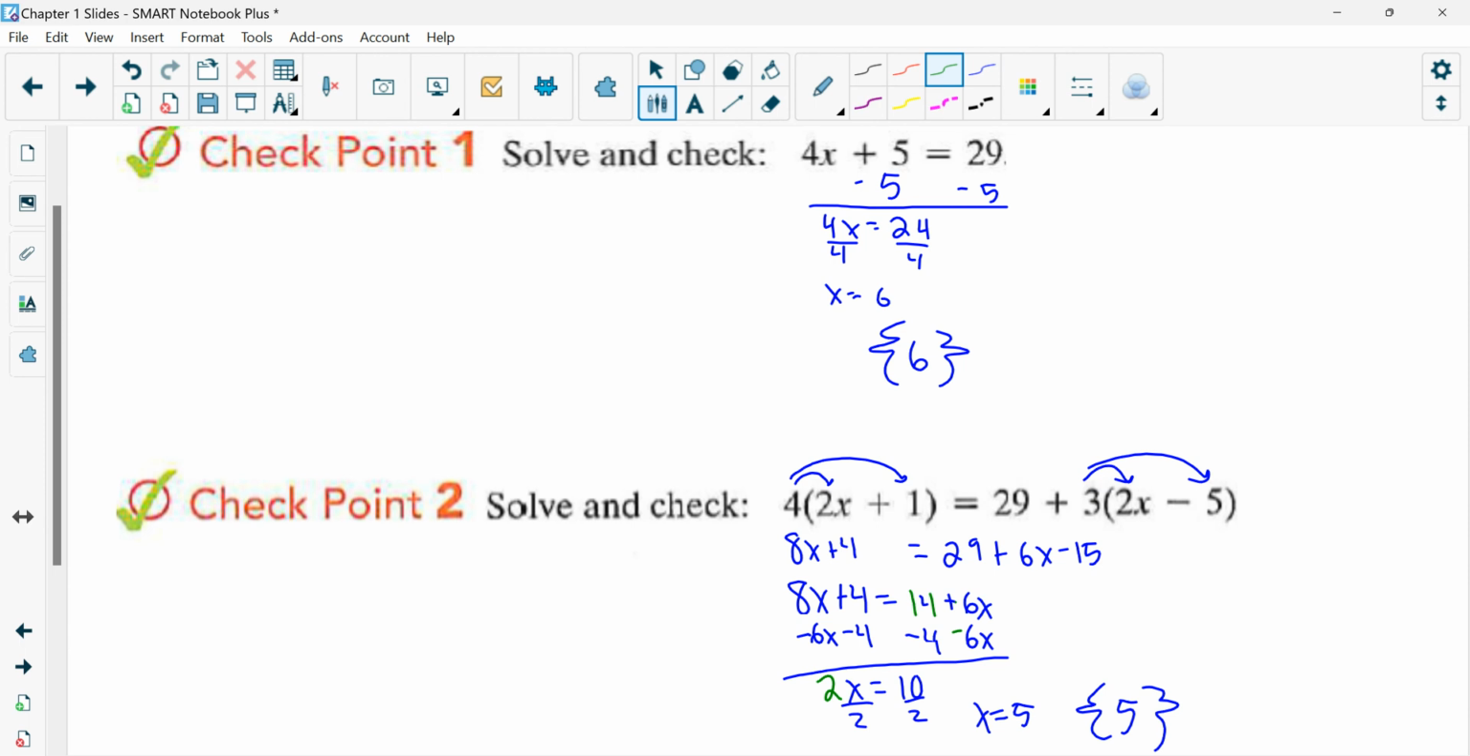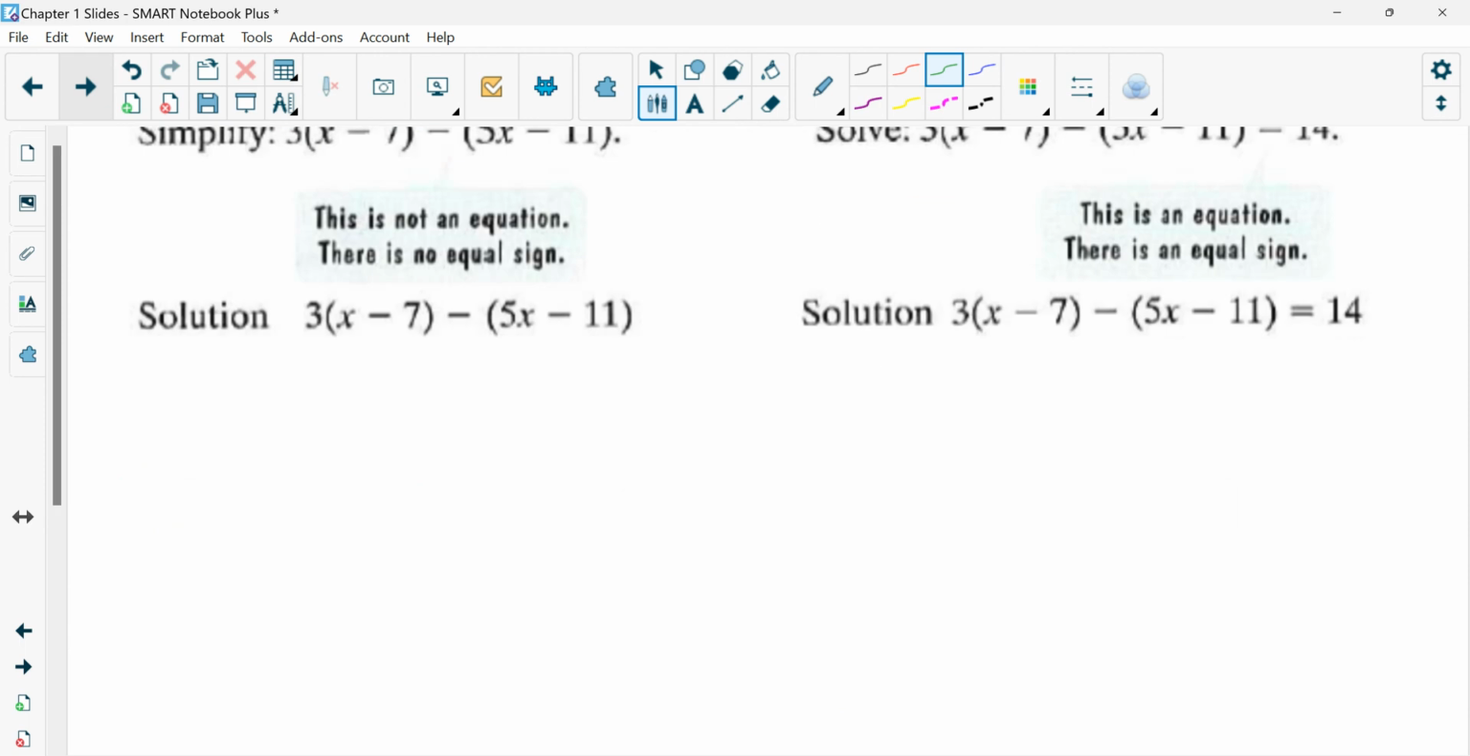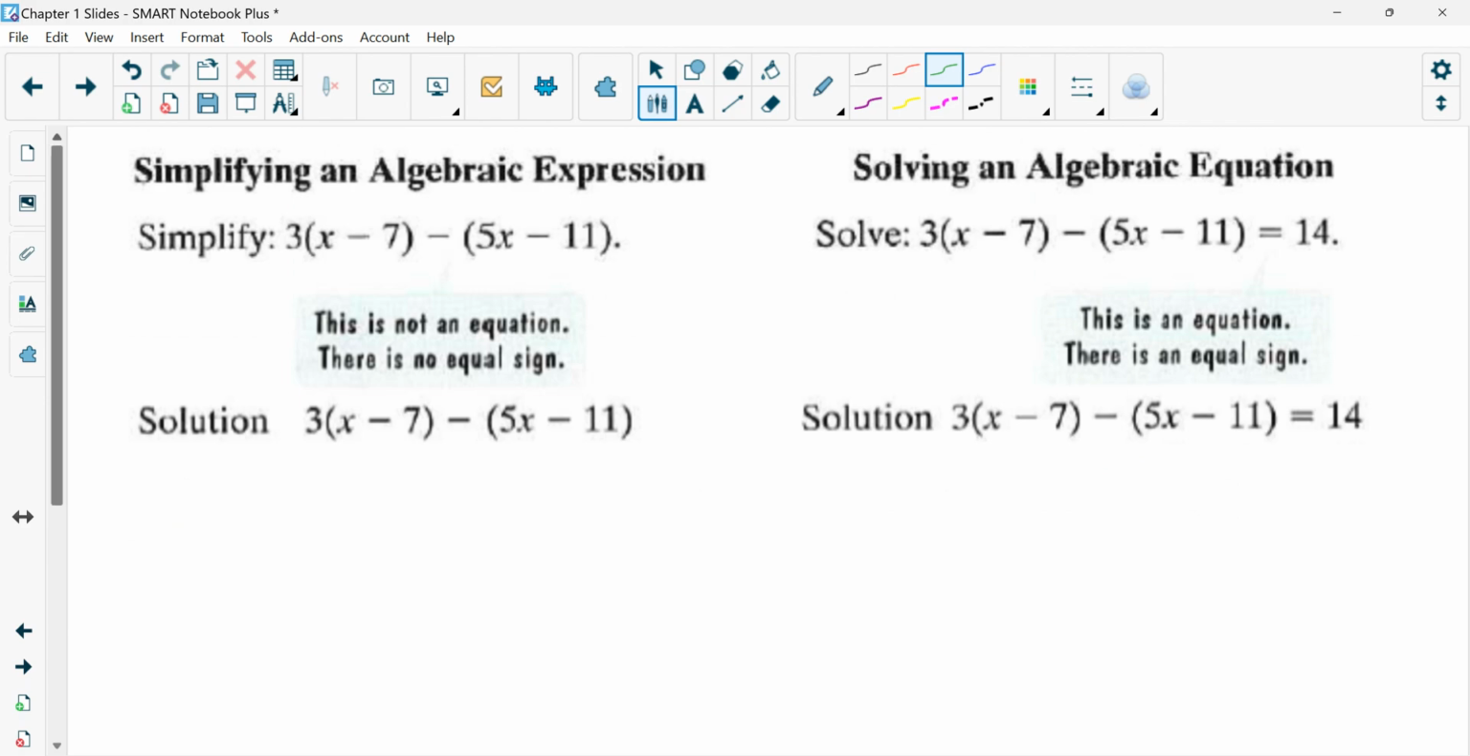Another part of this section is talking about the difference between an algebraic expression and an algebraic equation. Okay, so you can underline here, algebraic expression versus algebraic equation. And then go ahead and actually write each of these, the first expression there, and then the equation on the right there.